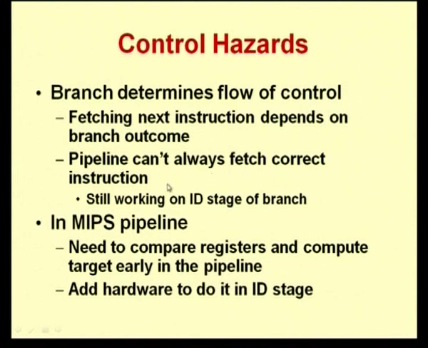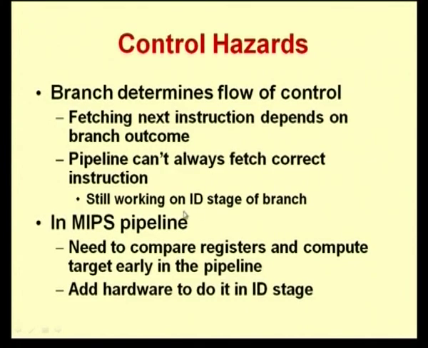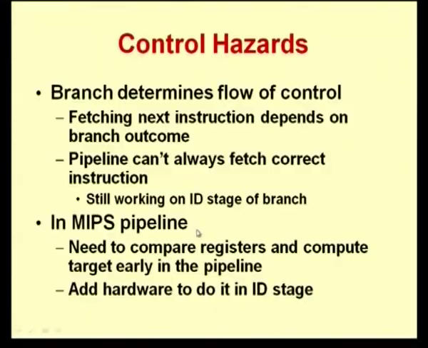It will still be working on the ID stage of the branch. When the branch instruction has gone to the ID stage, the new instruction has to come into the IF stage, so the IF stage does not know which address to fetch the next instruction from. We need to worry about how to handle this. If I don't do anything, whenever I have a control instruction, I will have to stall until I know the outcome of the branch before I can fetch the next instruction, whether I have to fetch in sequence or from a new branch address.